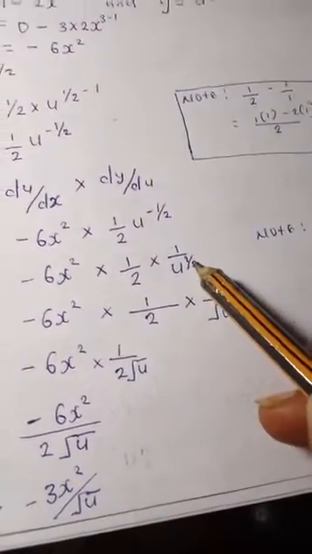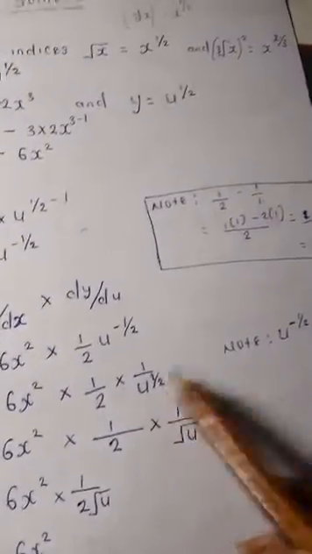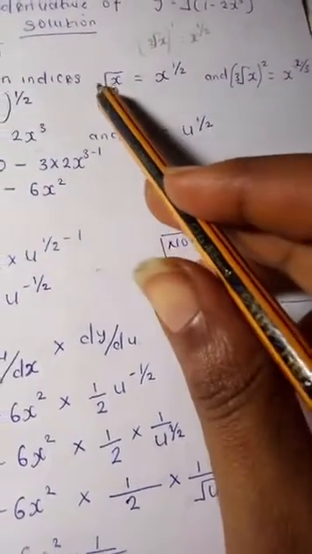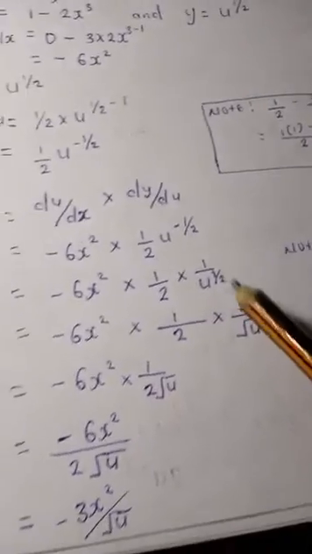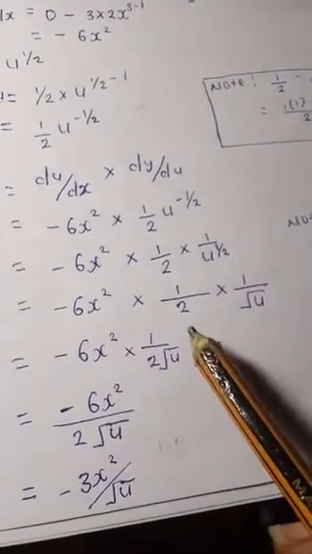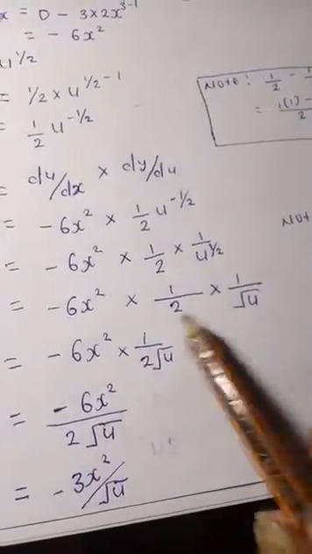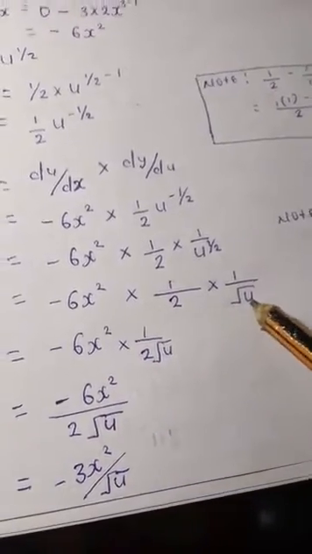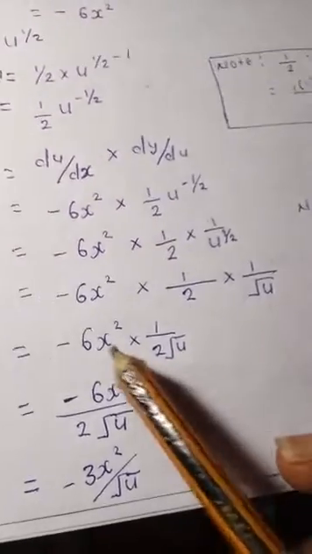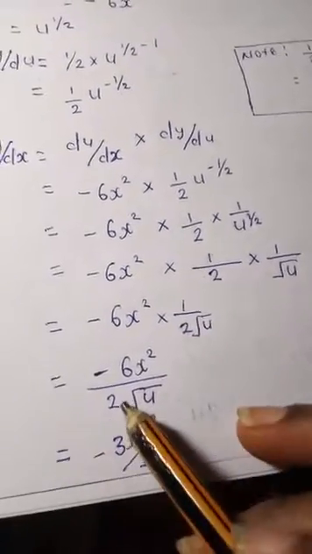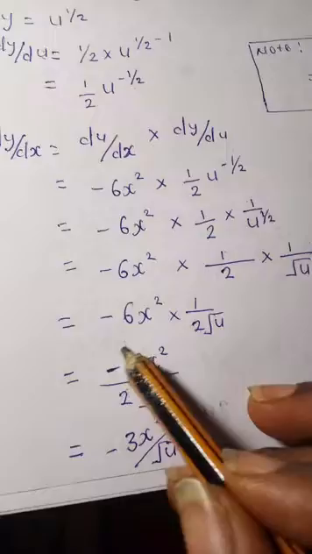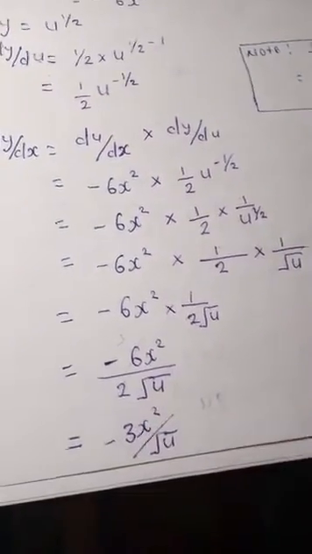But remember that 1 over 2 as a power means what? Go back to what we did. It means square root, to the power of 1. So we have brought it back to the original form: square root to the power of 1. From there, 2 times root u is 2 root u. Then multiplying, 2 here, 3 here, so we have minus 3x squared over the root of u.